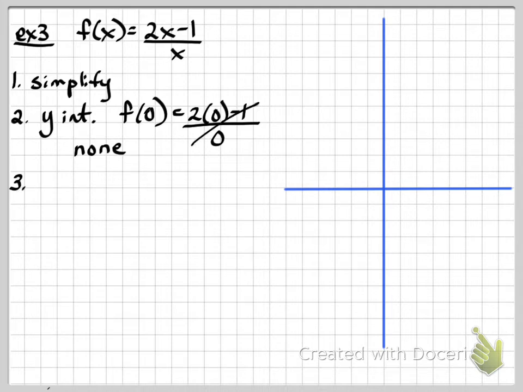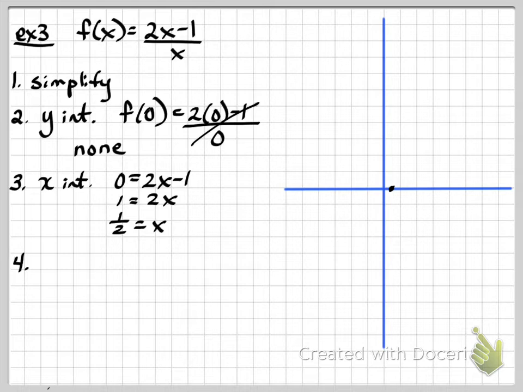Step 3 says find the x-intercepts, and they say to do that by setting the numerator equal to 0. Add 1, divide by 2. That is your x-intercept. Go straight to your x-axis and put a point at a half.